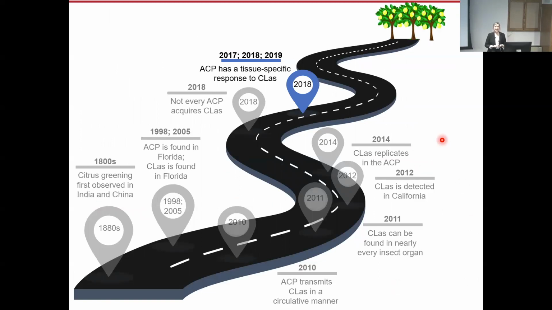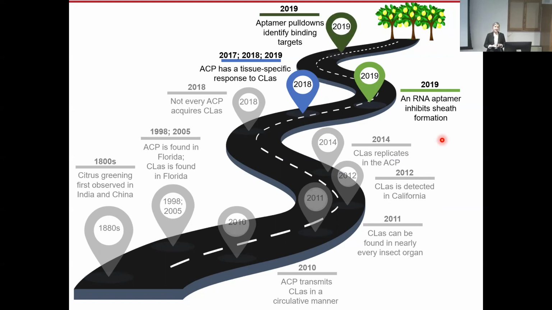And I'll end with that, but I'll remind you of what I've told you today, which is that the ACP has a tissue-specific response to CLas, and that studies at the whole organismal level often obscure information that can be really important for us to understand transmission. Next, I showed you that an RNA aptamer inhibits sheath formation. And then finally, I showed you that aptamer pulldowns can be used to identify the binding targets of RNA aptamers, but also to better understand protein biology. And that's the data that I want to show you today.